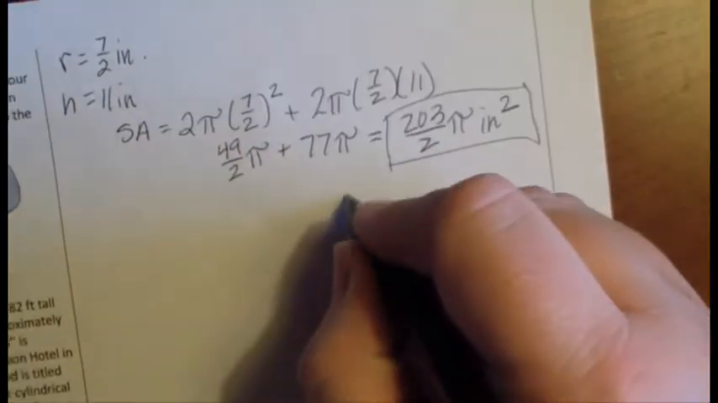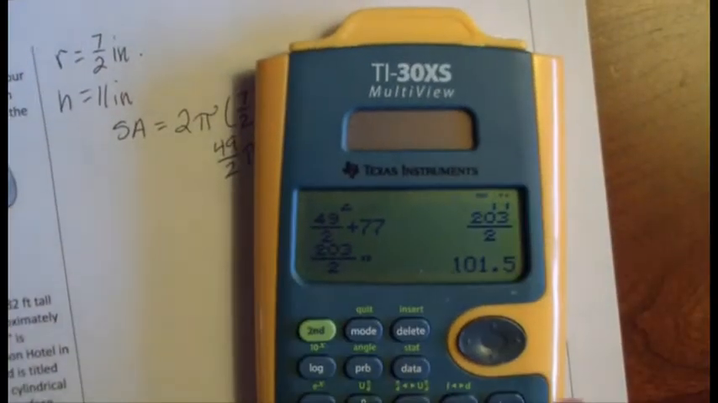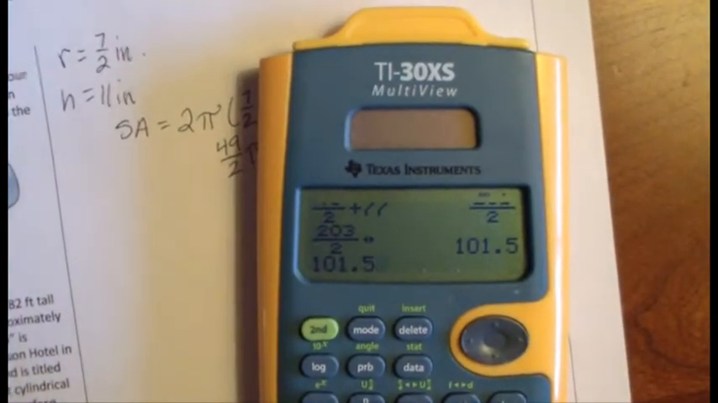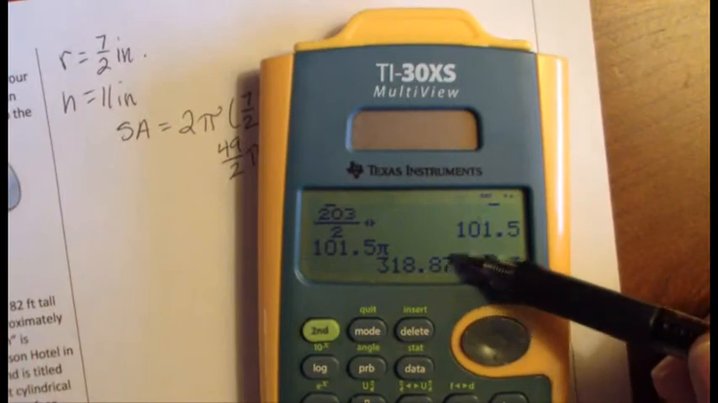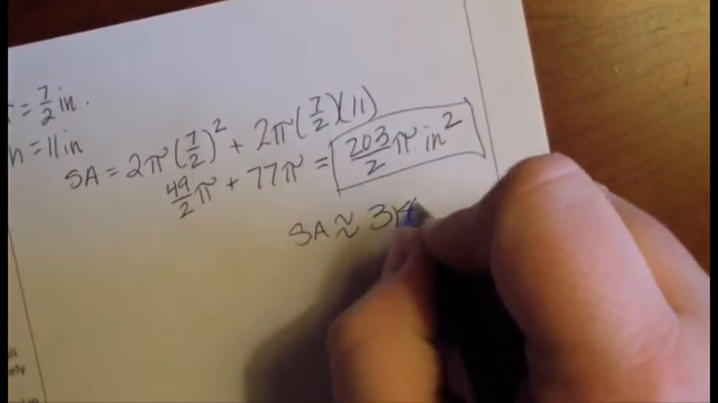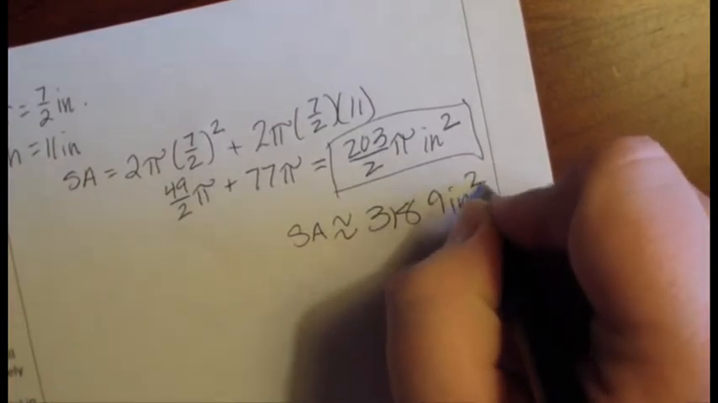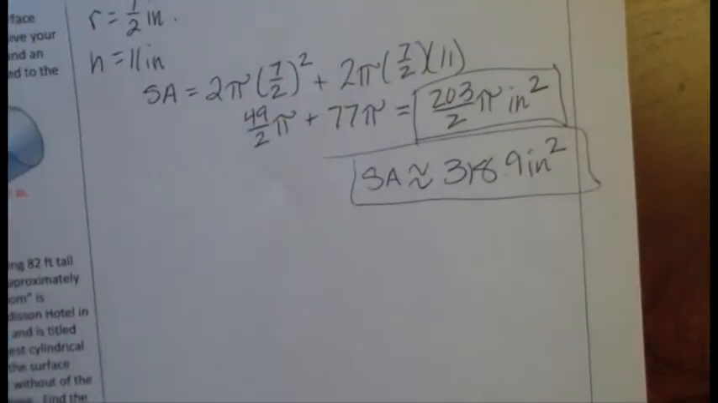And so our approximation, let's see, 101.5 pi is approximately 318.9. 318.9 inches squared is our surface area for our cylinder.